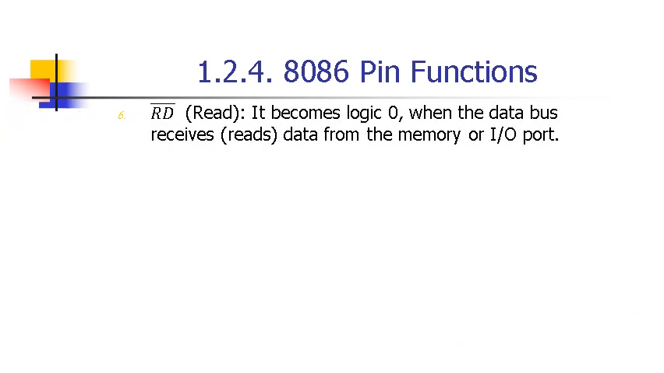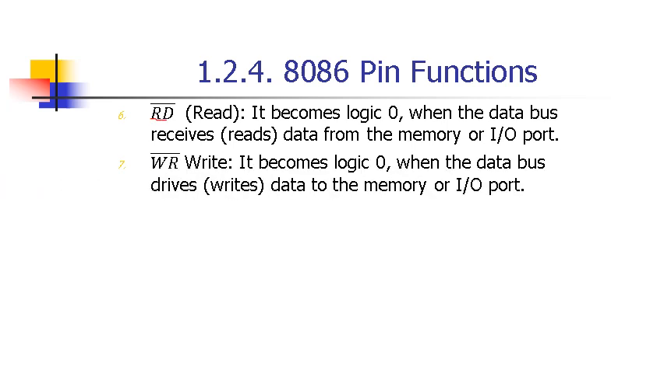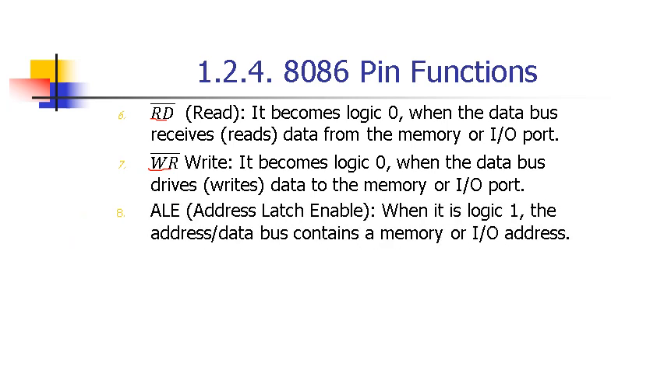Okay. The pin, if it's low, means your processor is reading. If it's low, it means your processor is writing. ALE, as we previously mentioned, is address latch enable. If it's high, it means the data represents an address. If it is low, it means the data is data to go to or come from a memory or an IO device.